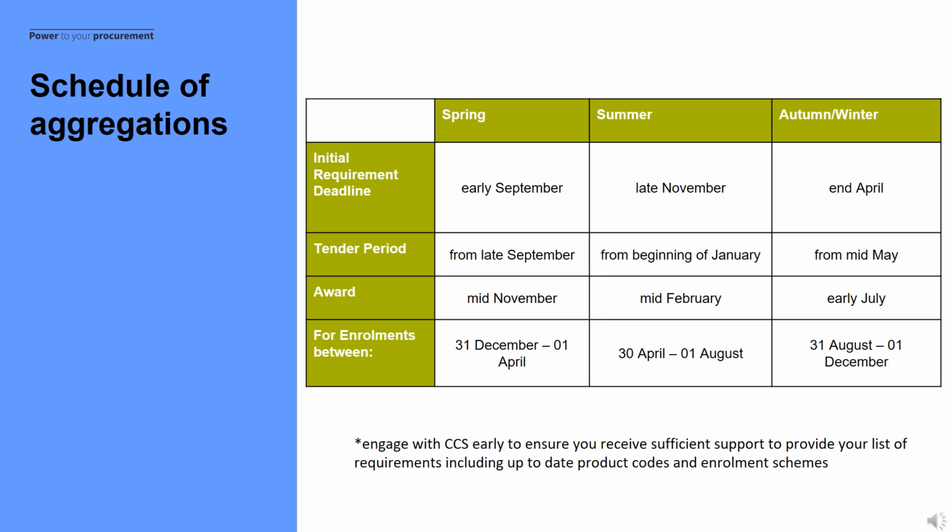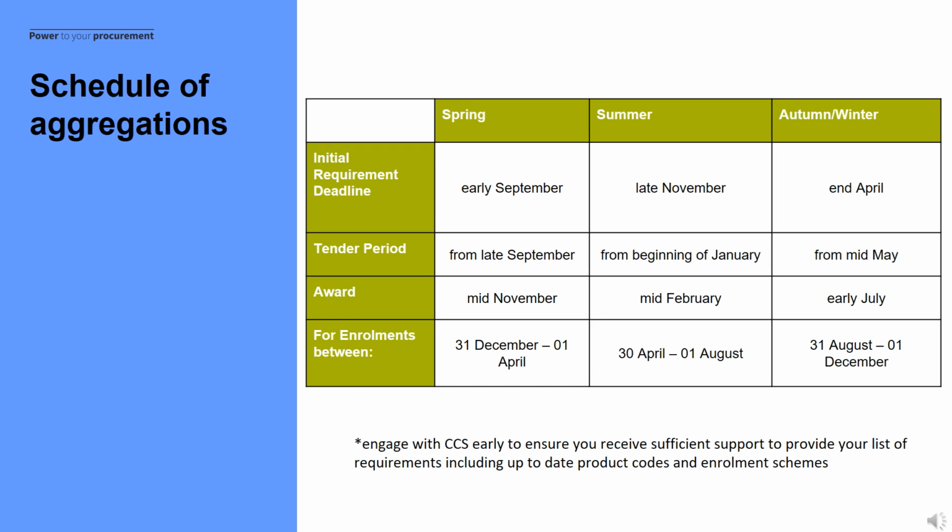So the spring event would suit you if your renewal was due between end December and 1st of April, or the summer event would suit you if your renewal was due between end April and 1st of August, and the autumn and winter event would suit you if your renewal was due between end August and 1st of December. So if you have any questions about the schedule, obviously get in touch and we can clarify anything for you.